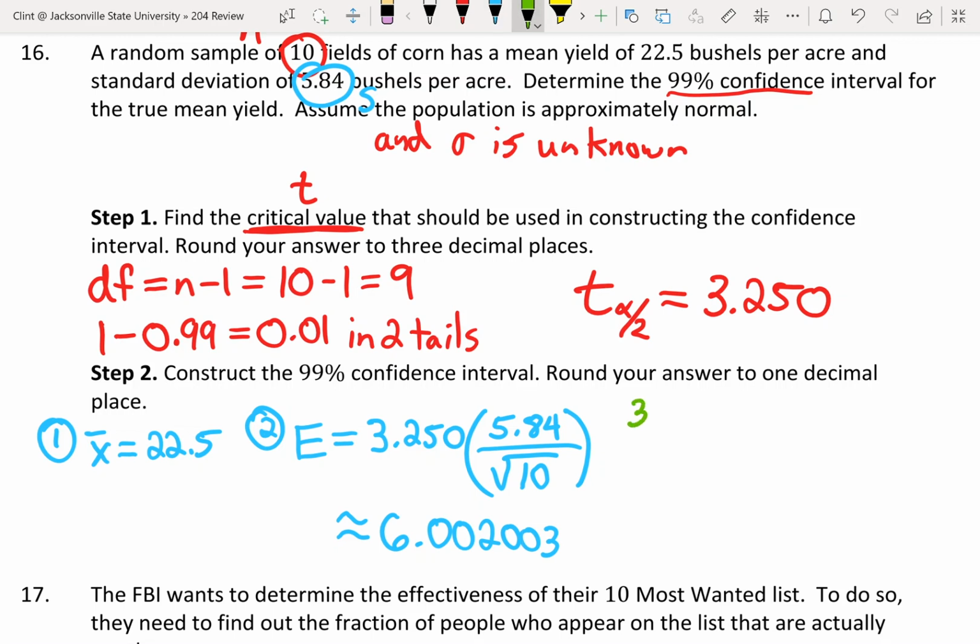Then step 3, do 22.5 minus 6.002003. Round to 1 decimal place. On that one, I get 16.5. And then we add 22.5 plus 6.002003. That one, 28.5.